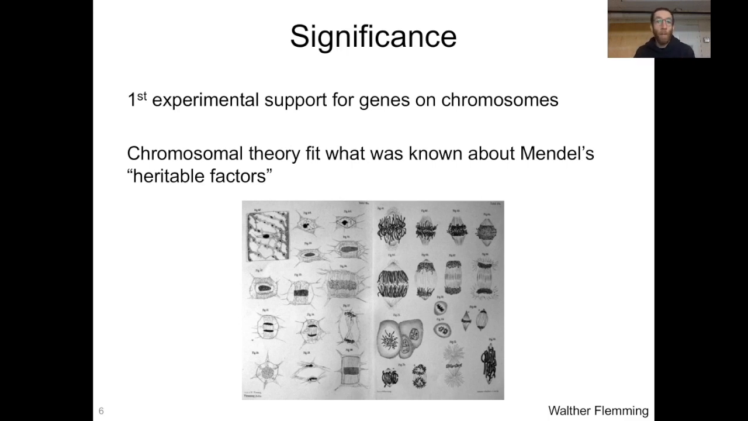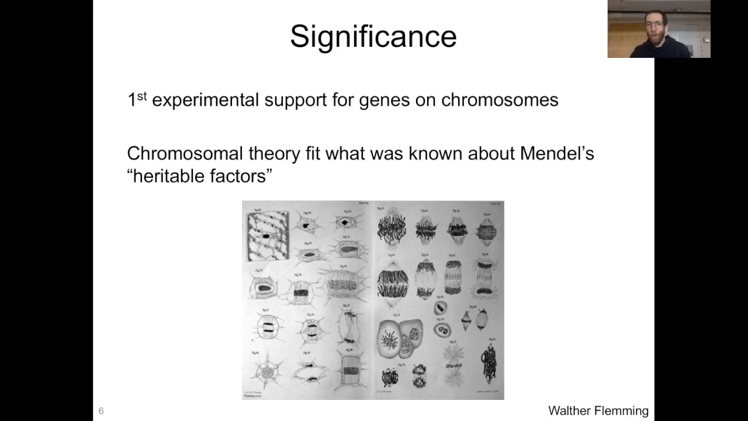But Morgan ended up coming around to the view that chromosomes were the thing for inheritance, and he actually provided the first experimental support that chromosomes are the things that carry genes. And basically he showed that chromosomal theory fits what was known about Mendel's heritable factors.